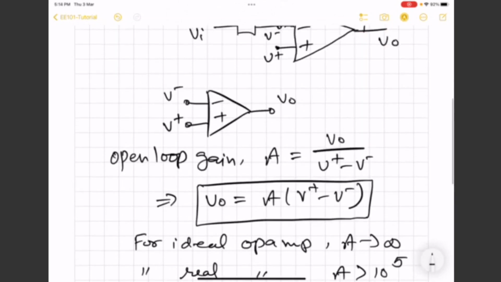Usually when we use an op-amp in real life, it will be operated with the help of two DC supplies. Any amplifier requires DC supply. For example, we have already seen the common emitter amplifier. These supplies will typically be plus minus 15 or 12 volts, which is required for this op-amp to operate as an amplifier.